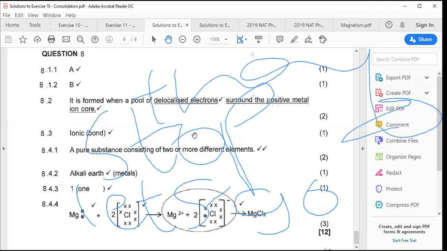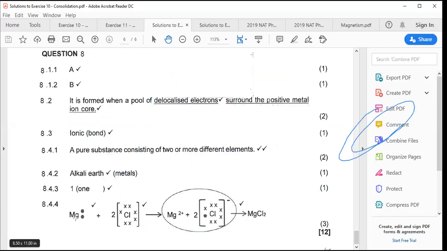Okay, we've got magnesium. Magnesium is in group 2, so there are 2 electrons. Plus the chlorine. Chlorine is supposed to have another electron here, right? Magnesium is going to donate the electron to chlorine, then the chlorine becomes a chloride ion, and you see something like this here.